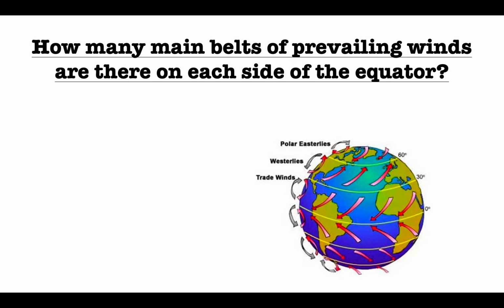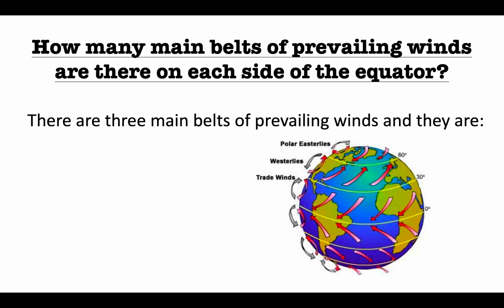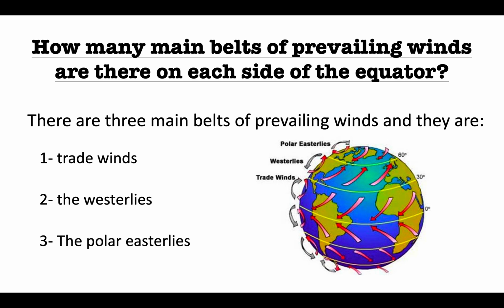Like we mentioned, how many main belts of prevailing winds are there on each side of the equator? Let me write it down for you. We have three main belts on each side, three here and three here. What are the three belts? The first one is called trade winds. The second is the westerlies. Third is the polar easterlies. You need to know the three belts of prevailing winds. Take some time to write that.